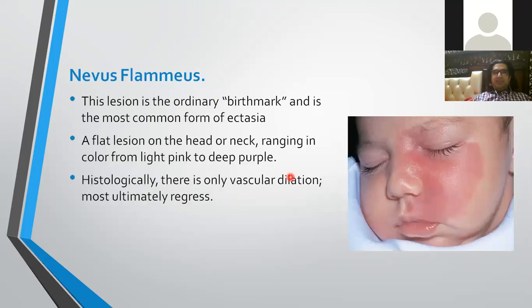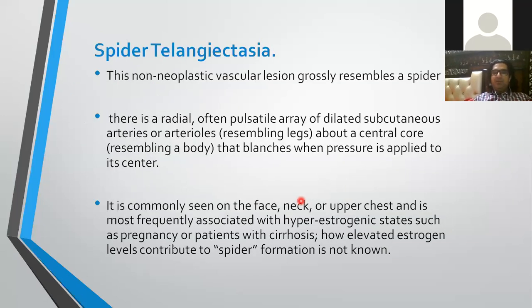So, telangiectasias. For example, nevus flammeus, commonly called a birthmark, right? It is a flat reddish lesion on the face of the infant, and histologically it is composed of just dilated vascular channels, right? So it's not a true neoplasm. It's just a vascular ectasia. Another similar vascular ectasia is spider angioma. The name spider is because they have leg-like processes, because these vessels have branches, a spider formation, right?